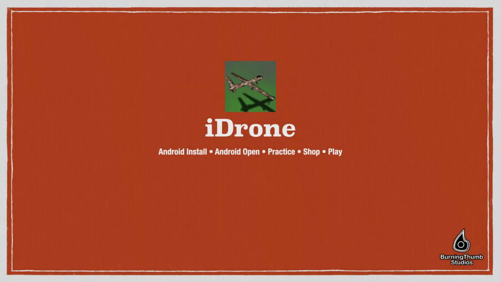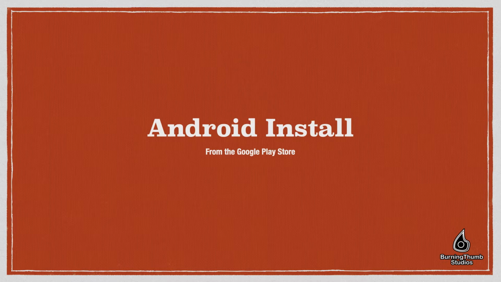In this video, we're going to install iDrone, open it. We'll play the practice level. We'll shop for some extra items, and then we'll play a level that we purchased. Let's start by installing it.